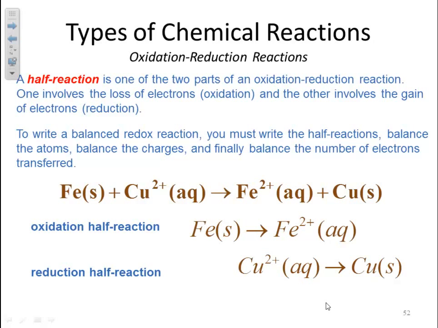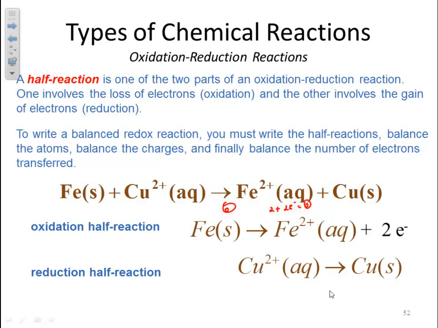The next step is to balance charges. We know that on the reactant side of our iron, we have a 0 charge, and we have a 2+ charge on the product side. The only way that we can balance this is using electrons, which are -1 charges. So I need to add 2 electrons to the product side of my oxidation reaction. If I do that, I now have 2 minuses, 2 electrons, which is a total 0 charge. So I have 0 charge on my reactant side as well as my product side.